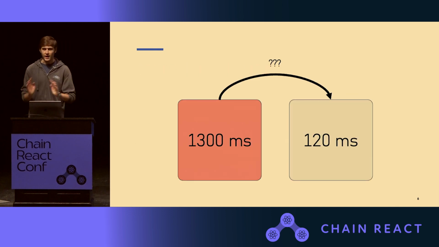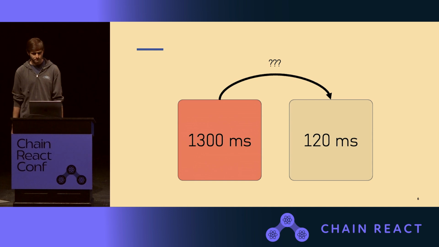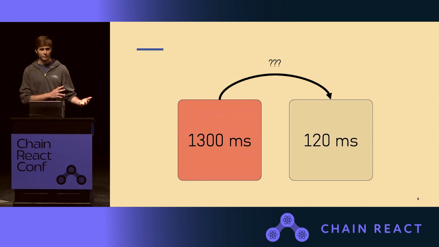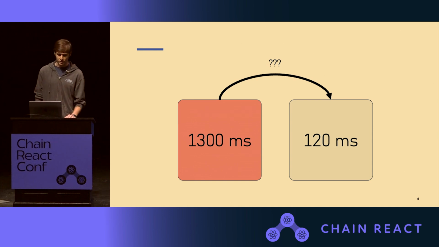So let's recap where the performance of the benchmark was. We started out at 1300 milliseconds for the untyped version of the benchmark, and we brought it down to 120 milliseconds by adding types.